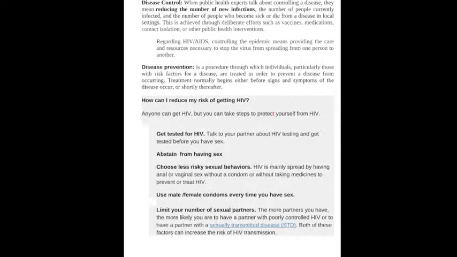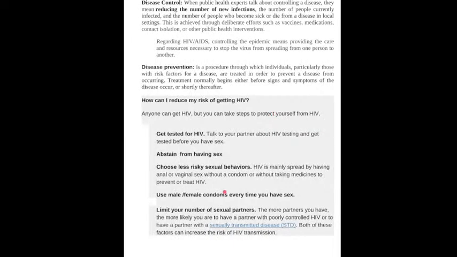Now, some people would argue that vaginal sex and anal sex contribute largely to the spread of HIV, especially when these are done without a condom. When we say we choose less risky sexual behaviors, we are saying that we can employ mechanisms like use of a condom when we are having sex. It helps to reduce the chances of contracting HIV.